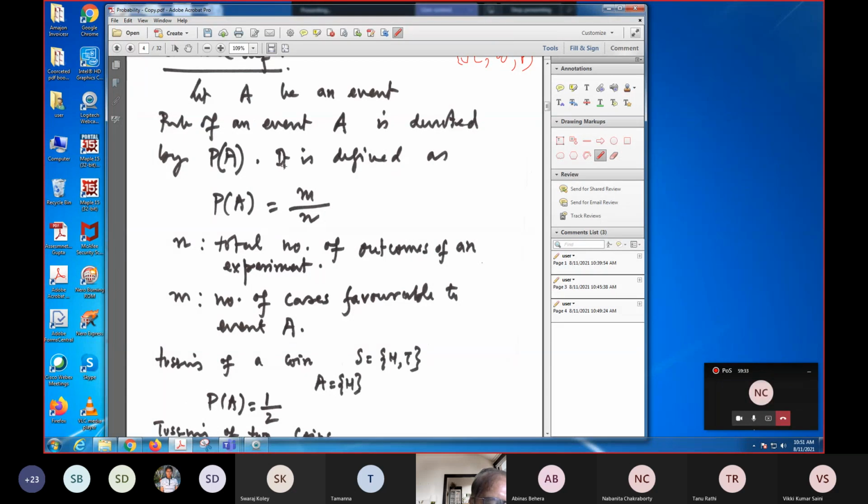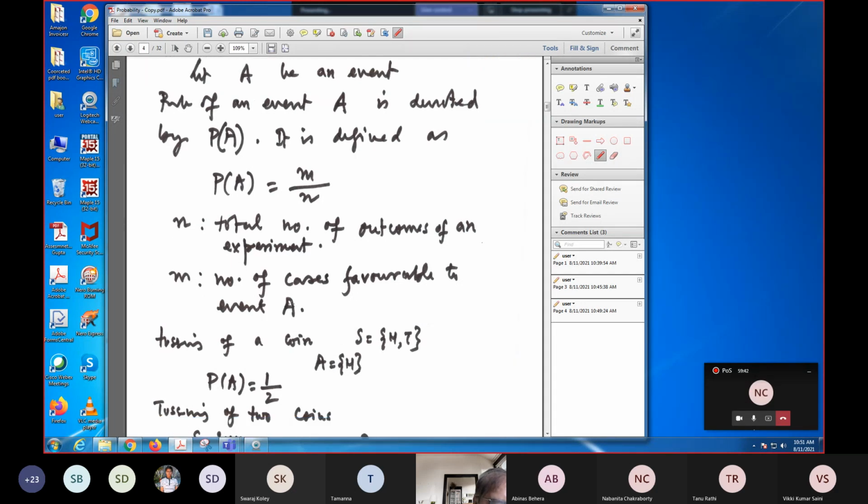M, the numerator, is the number of cases favorable to event A. Because you will be defining an event, which is a subset of the sample space, how many outcomes are related to this event? Generally we call this the number of cases favorable to event A. So this ratio M by N represents the probability of occurrence of event A in the classical definition.